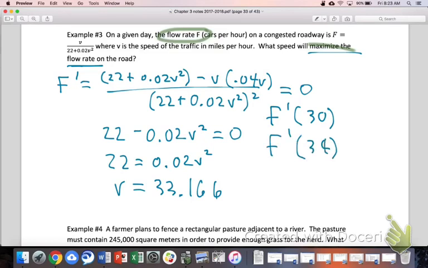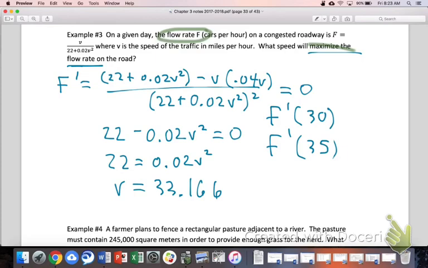Did you guys do some test values like that? Do you guys do like 33 and 34? Hello? What did you guys do for test values? 30 and 35. So Josiah, since you mentioned that, let's go with yours.